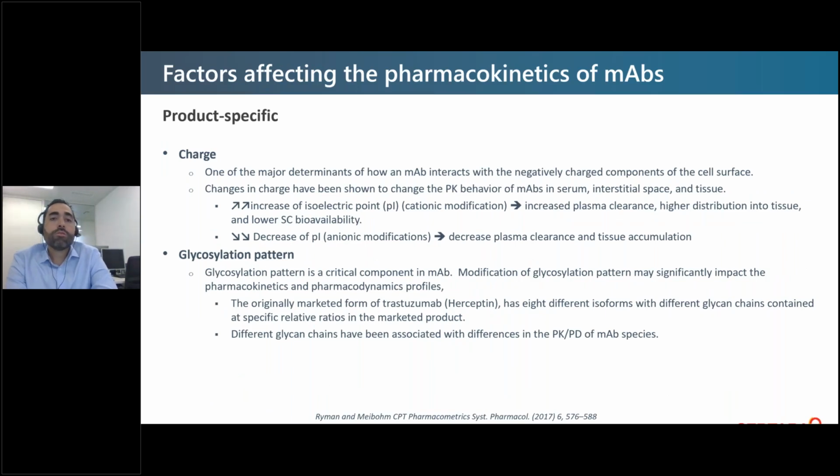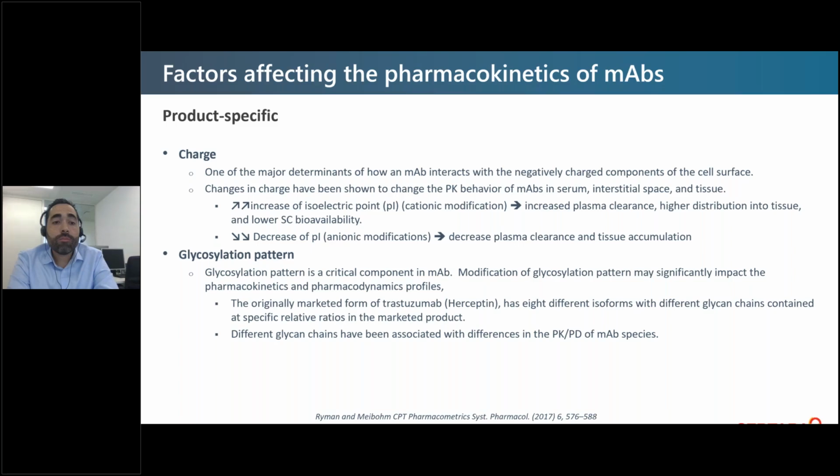So as for other products, there is a high variability in monoclonal antibodies. The sources could be related to the product itself or related to the subject. For the product-specific variability factors, we can denote the charge, which is one of the major determinants of how the mAb will interact with negatively charged components of the cell surface. For example, during monoclonal antibody engineering, the isoelectric point can be modified, and this modification will result in modification of the clearance, the distribution, and even the bioavailability.